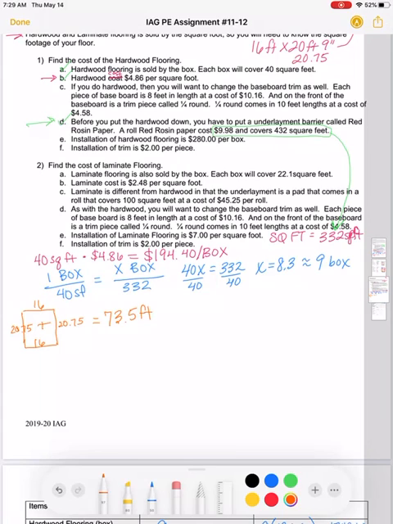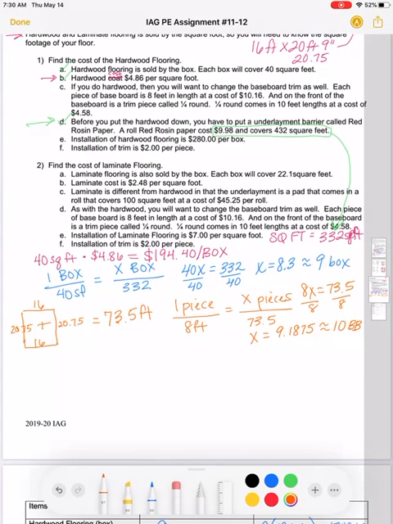Okay, so it tells me that baseboard will cover 8 feet. So how many pieces of baseboard do I need? Well, so if one piece is 8 feet, I need X pieces for 73.5 feet. So we cross multiply, 8X equals 73.5, divide it out. And I need, let's see here, divide by 8, I need 9.187. So my X equals 9.1875, which means I have to buy 10 pieces of baseboard.